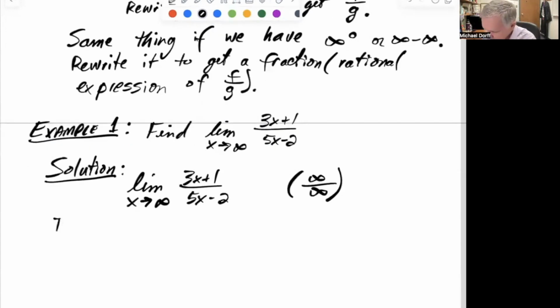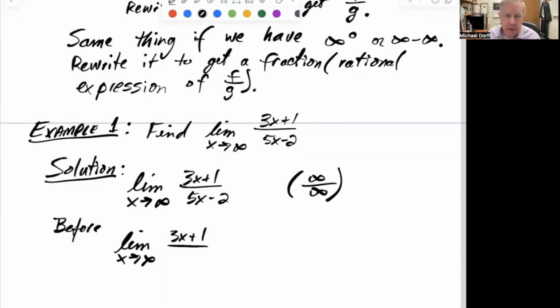So what did we do before? When we had a problem like this one, we would notice that the top and the bottom have the same degree. The degree in the numerator is 1 because we have x to the first power, and in the denominator we have degree 1 as well. So we would take the original rational expression and multiply the top and bottom by 1 over x, because it's degree 1. If the top and bottom are both degree 2, it'd be 1 over x squared. Degree 3 would be 1 over x cubed, and so forth.